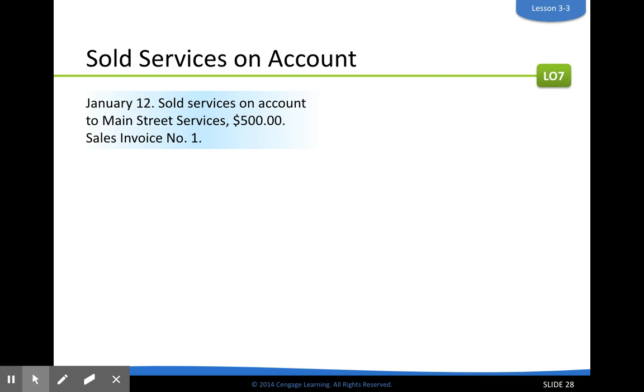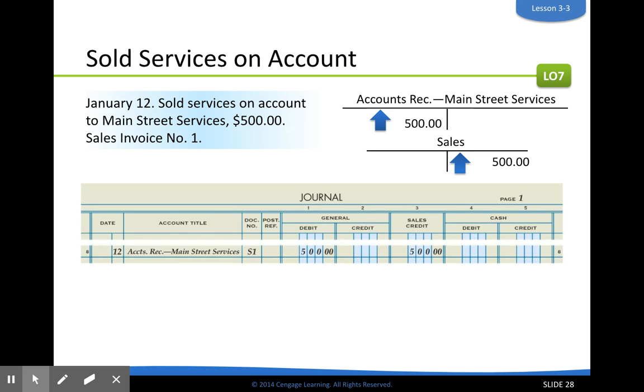Our next transaction, we sold services on account. Right away, if you see the word sold, we have sales. It doesn't matter if we sold services, we sold jewelry, we sold basketballs, it doesn't matter. If you see the word sold, we're going to have the word sales.